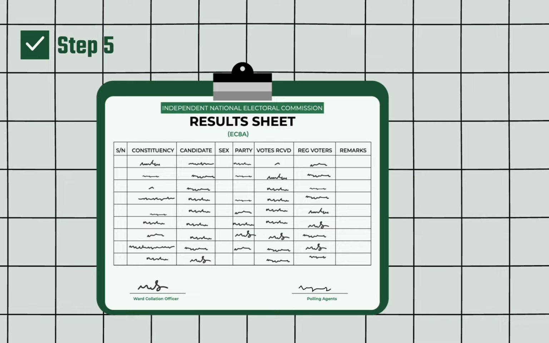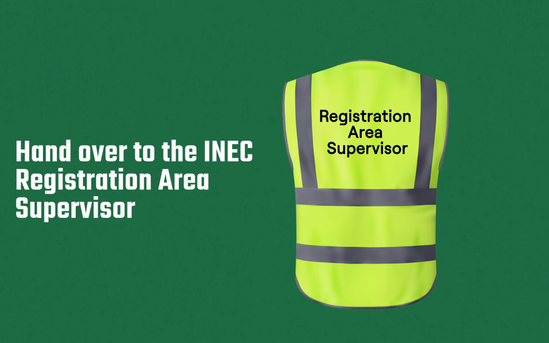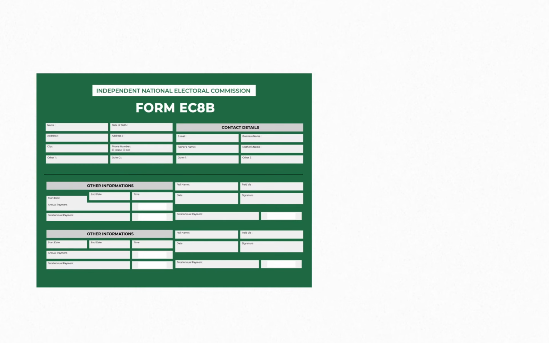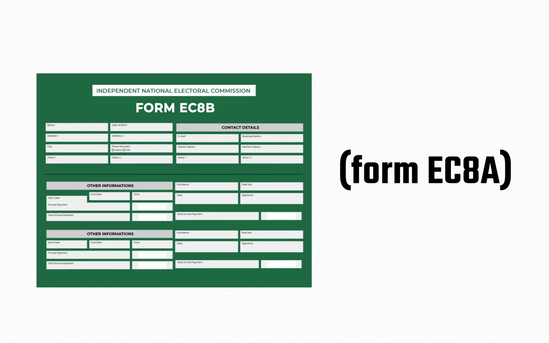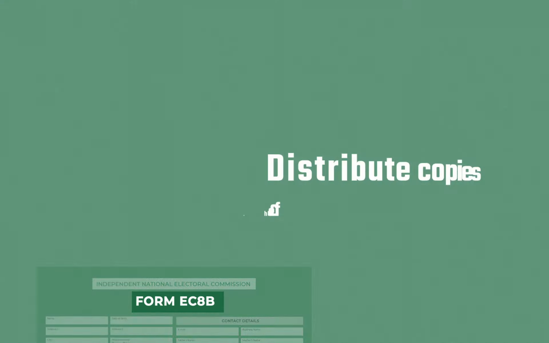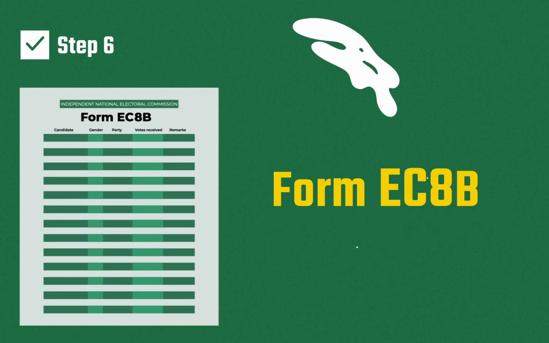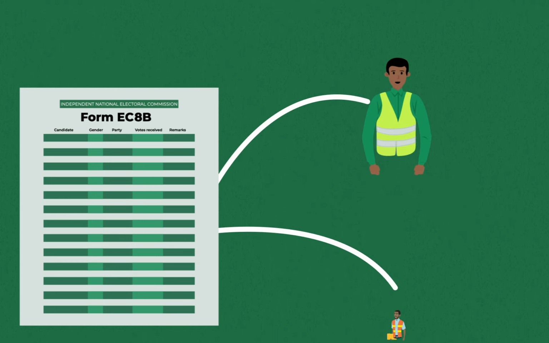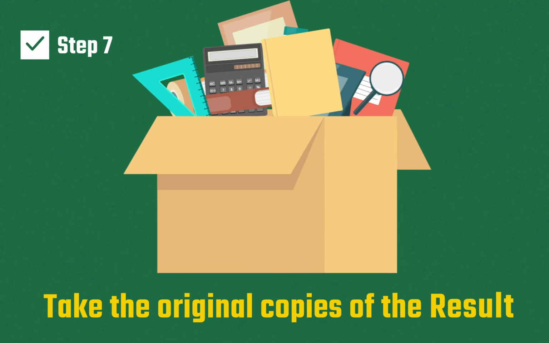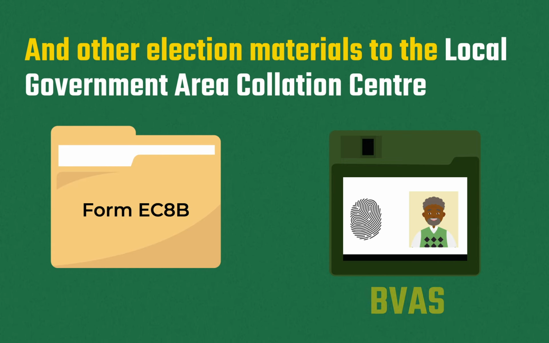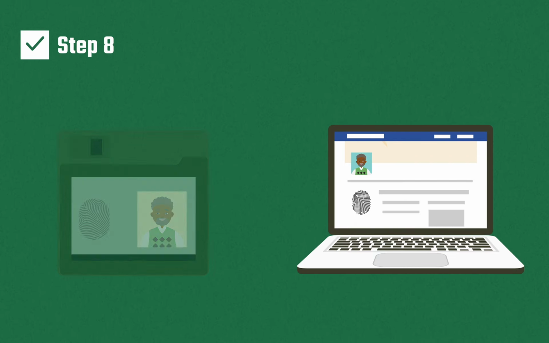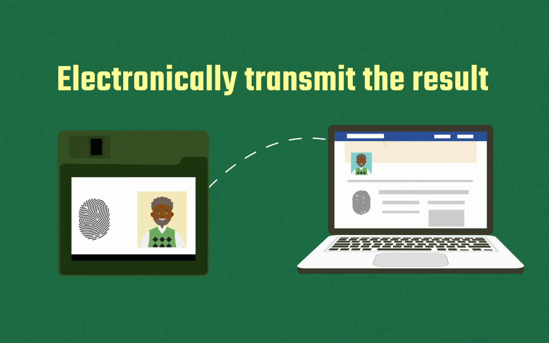5. He or she will then hand over to the INEC Registration Area Supervisor the top copy of Form EC8B, which is the collated ward result made up of summaries of results Form EC8A from the polling units. 6. Distribute copies of each of the ward results, that is, Form EC8B, to each polling agent and the police. 7. Take the original copies of the result, that is, Form EC8B, the BVAS machines, and other election materials to the Local Government Area Collation Center. And finally, 8. Electronically transmit or transfer the result directly to the Local Government Area Collation level.